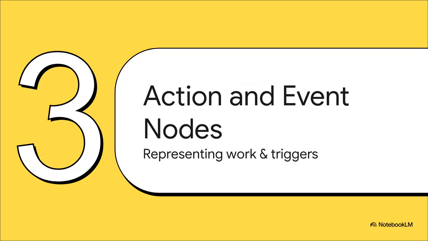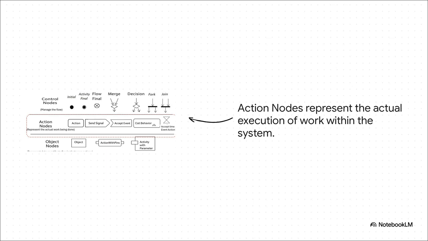So we've covered the flow. Now, what about the actual work being done in the system? And how does that system respond to things like external signals? That's what's next. Action nodes, highlighted here, are the workhorses of the diagram. They represent the actual executable units of behavior. You could think of them as the verbs in your process model.